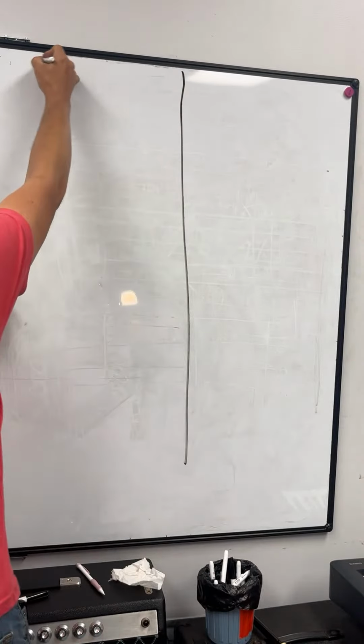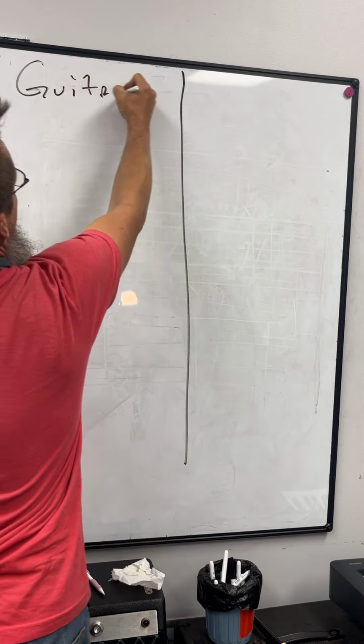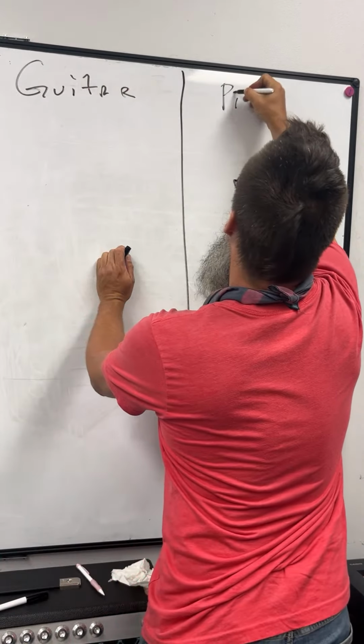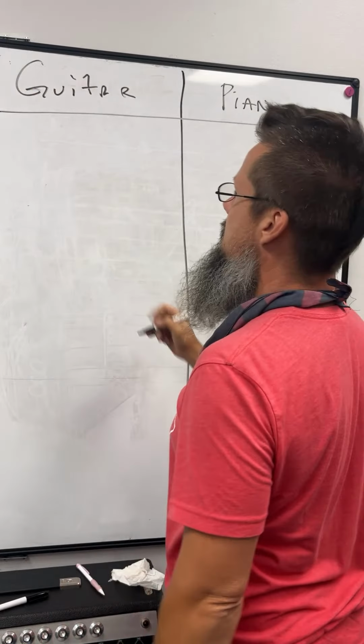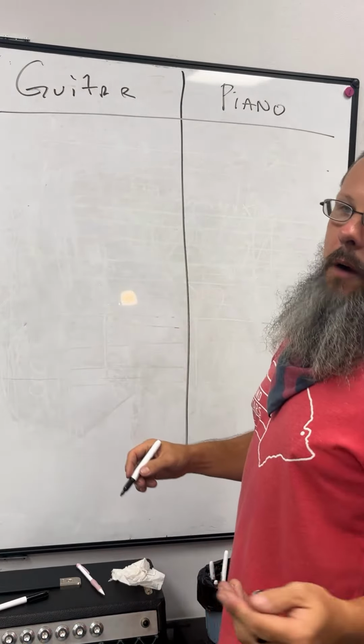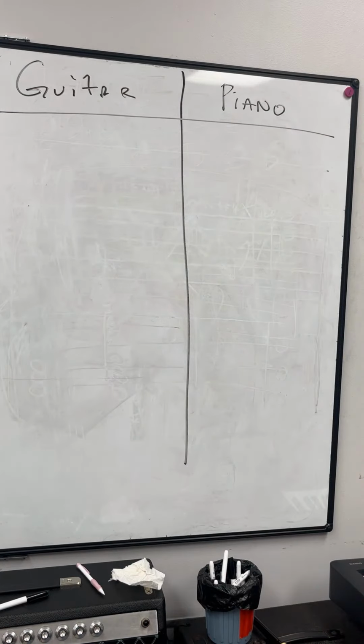When we're doing this over here, let's say we're doing guitar on one side and we're doing piano on the other side. Now, they're both C concert pitch instruments. When we're playing on the guitar, let's say we're going to take the inversion of, I don't know, let's pick, how about A minor?